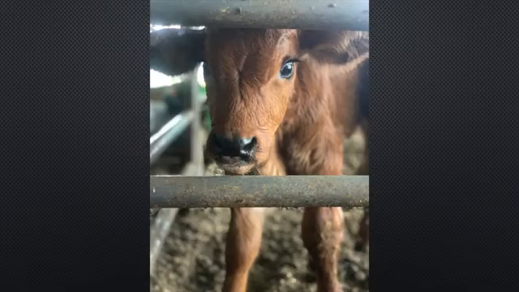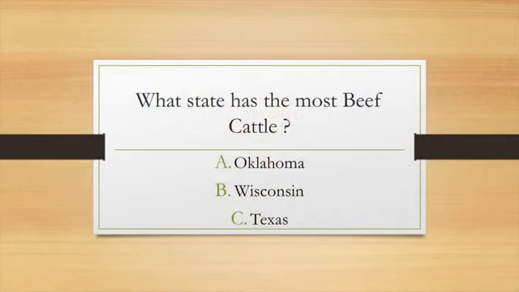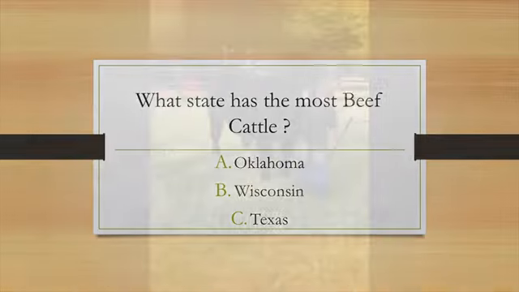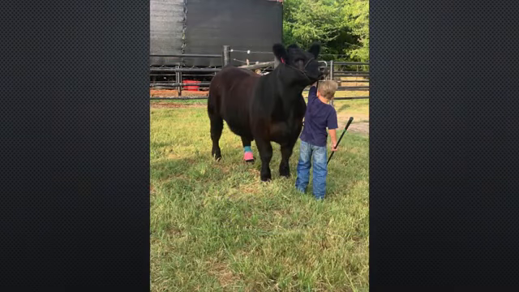Question number 5. What state has the most beef cattle? Is it A, Oklahoma, B, Wisconsin, or C, Texas? If you pick C, then you're correct. Texas has the largest number of beef cattle in the United States, with 13 billion. Second would be Nebraska with 6.8 million, and third would be Kansas with 6.4 million.